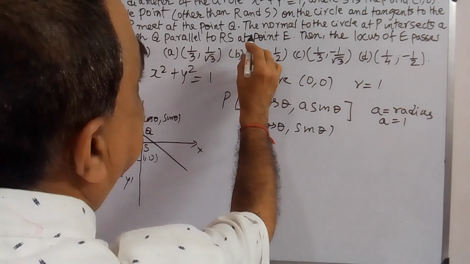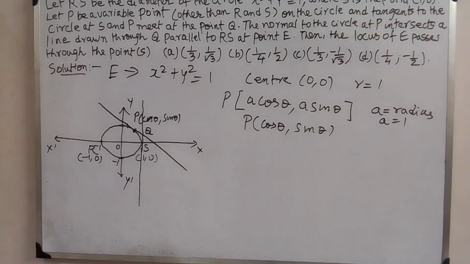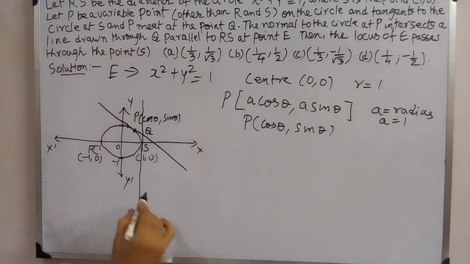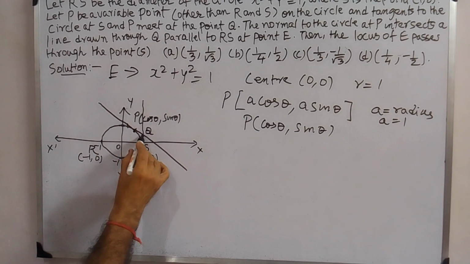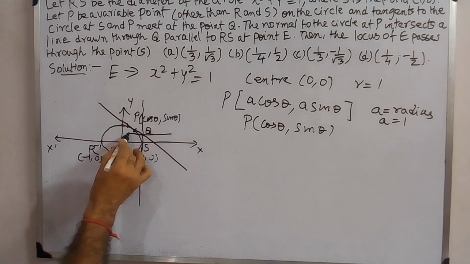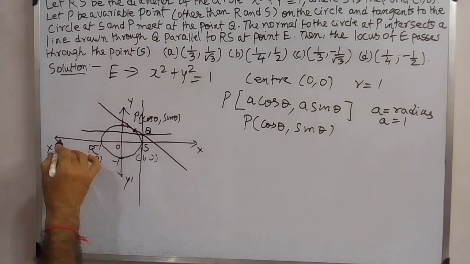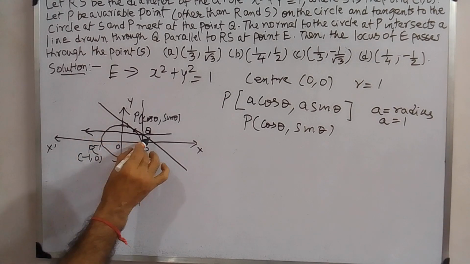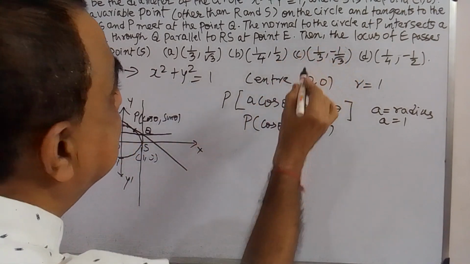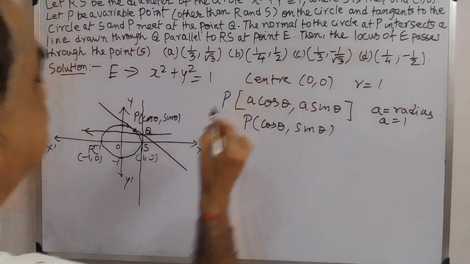Okay. Now, further, what is the question telling? The normal to the circle at P intersects a line drawn through Q parallel to RS. So there is a line which is parallel to RS, that is parallel to the x-axis. RS is the x-axis. So a line is being drawn parallel to RS through Q, which is meeting with what? The normal to the circle at P.